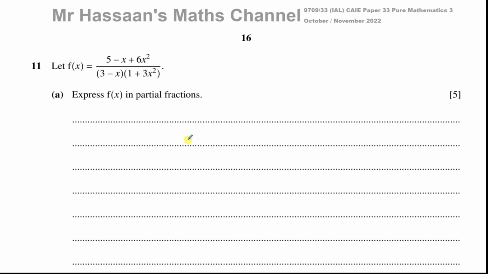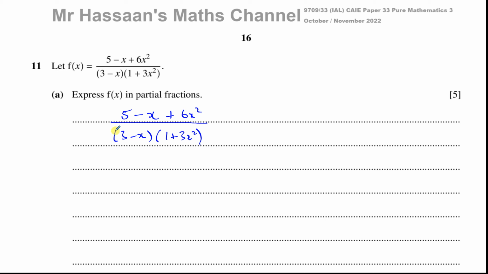So the partial fractions part of this question, we have to split this up into two separate fractions. So we have 5 minus x plus 6x squared over 3 minus x and 1 plus 3x squared. So the first thing we do, we check, is it an improper fraction or is it a proper fraction? Well, if the order of the numerator is the same or greater than the order of the denominator, then it's an improper fraction. Then we have to deal with the quotient part.